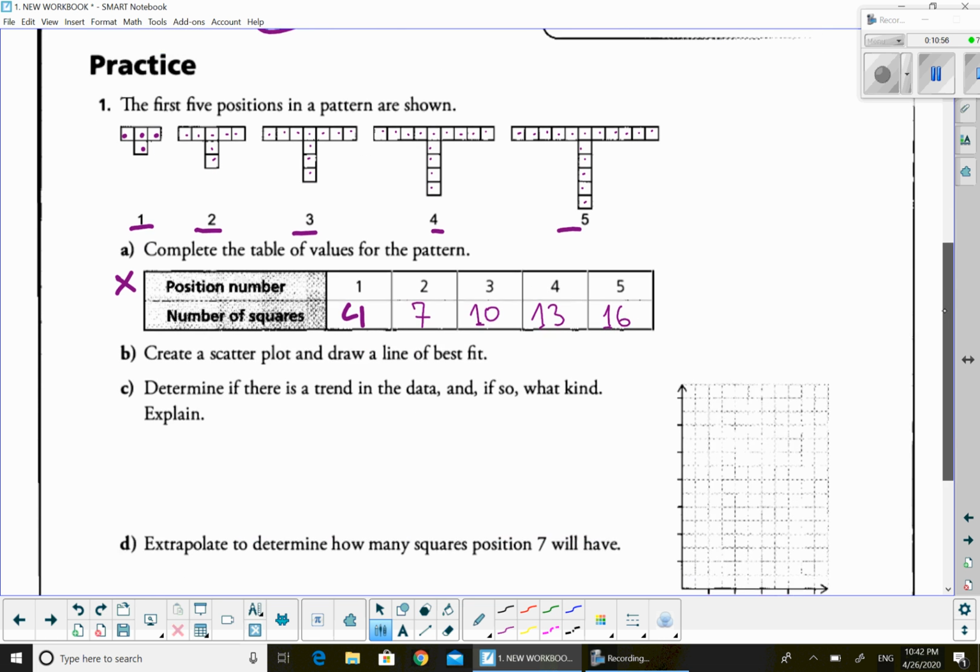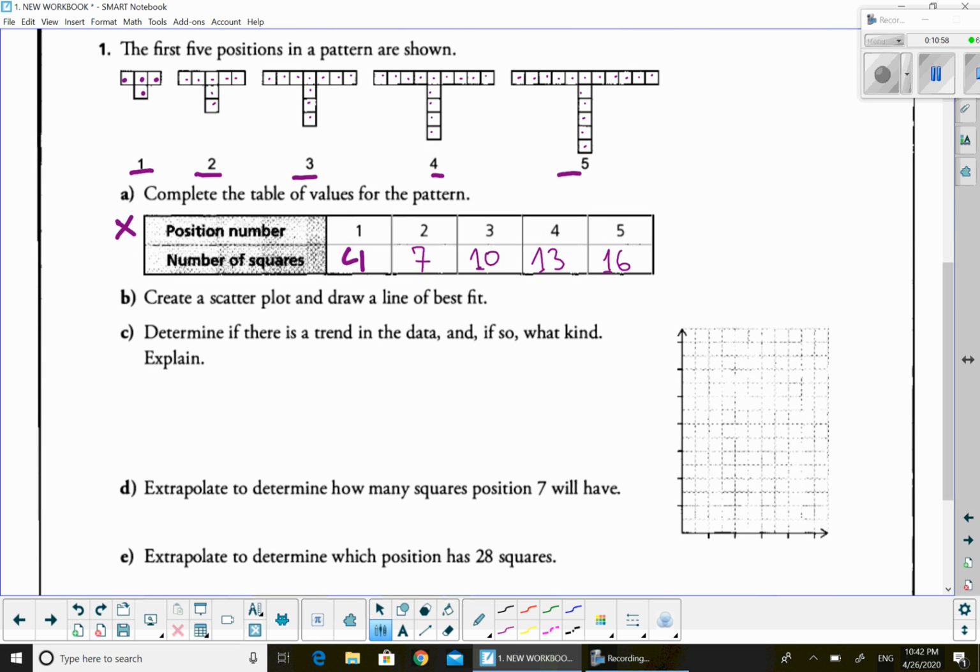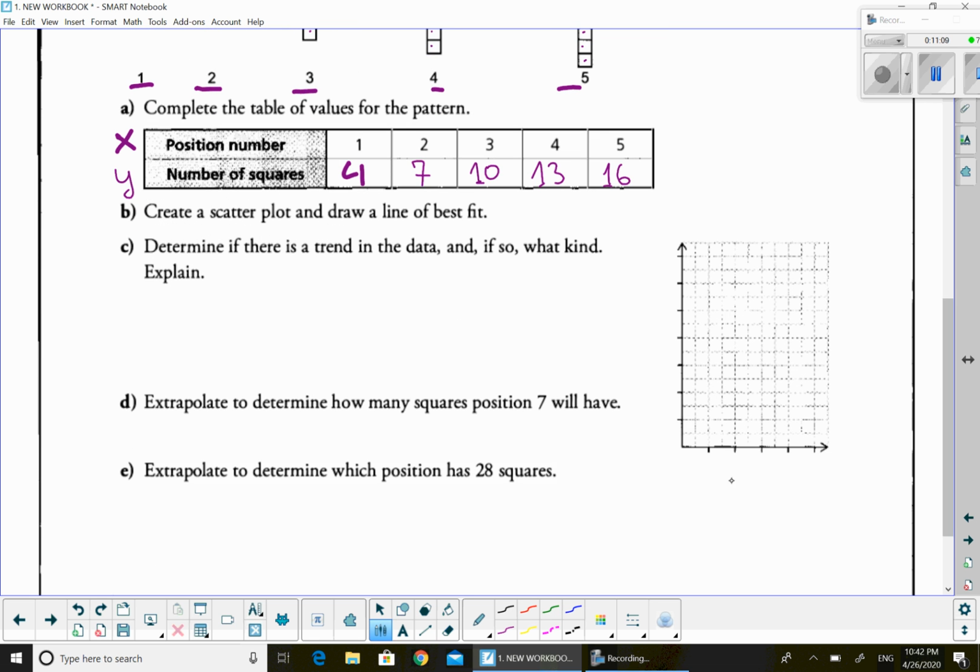So for B, it says draw a scatter plot and draw the line of best fit. So like I said, position number is X, number of squares is Y. So let me write it here, position number, and this is number of squares.